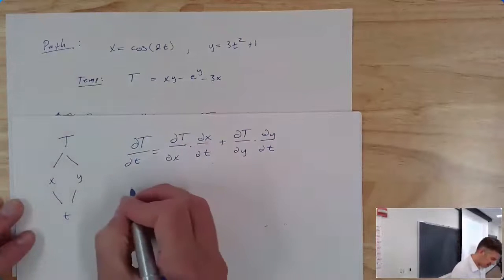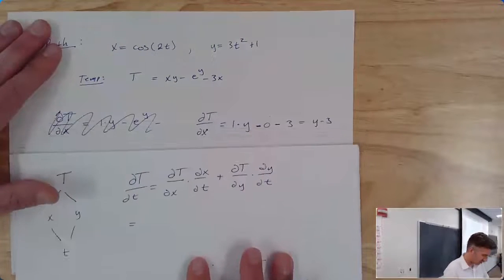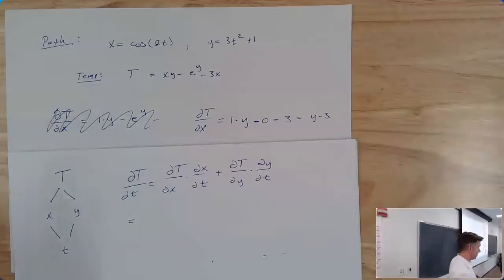So, okay, this is just a kind of a lot of bookkeeping here. So let's not repeat the work we've already done, right? If you've already found ∂T/∂x, you should just use that.